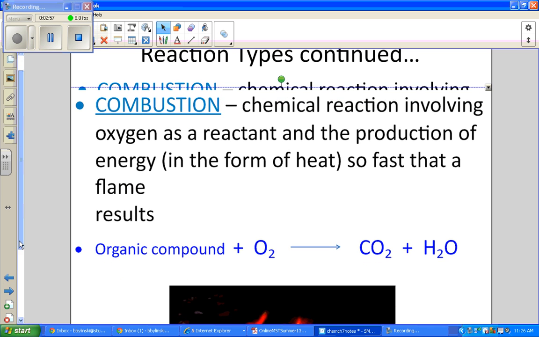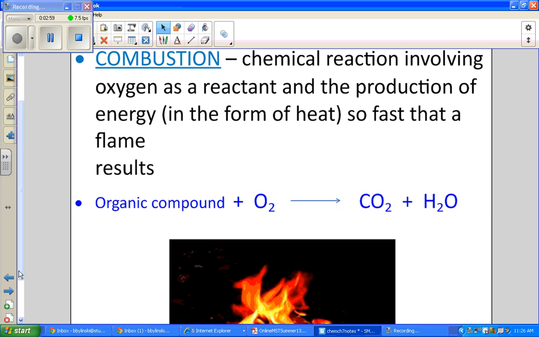All right, the last type is called combustion. This is a chemical reaction involving oxygen as a reactant, you see the O2, and the production of energy in the form of heat so fast that a flame results. And oxygen is usually mixed with what's called an organic compound like an alcohol or gasoline.